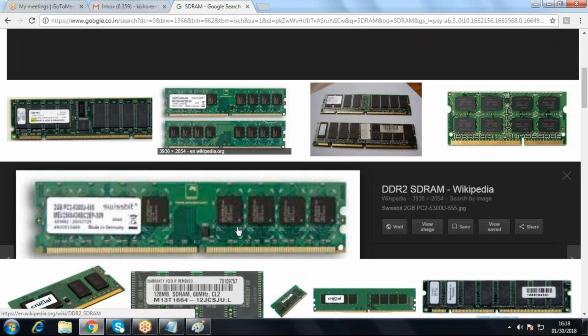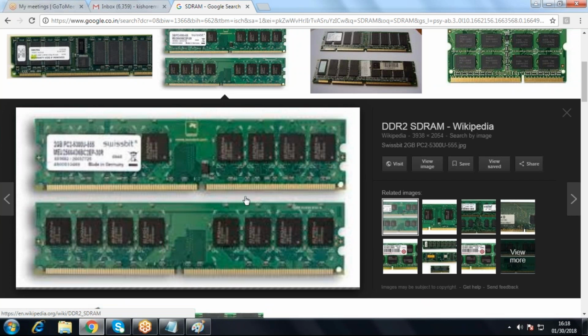If you take this, you're having one notch to the right. This is DDR1. Sorry, one notch to the right, but appears to be in the middle. It is DDR2. If the notch is a bit to the right side, that is here, if the notch is present over here, it is called DDR1.